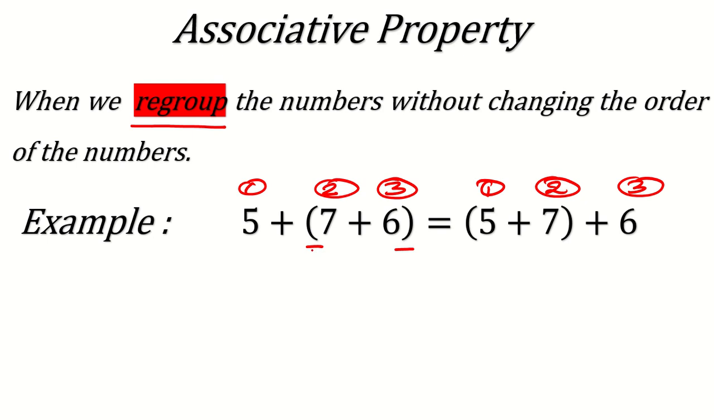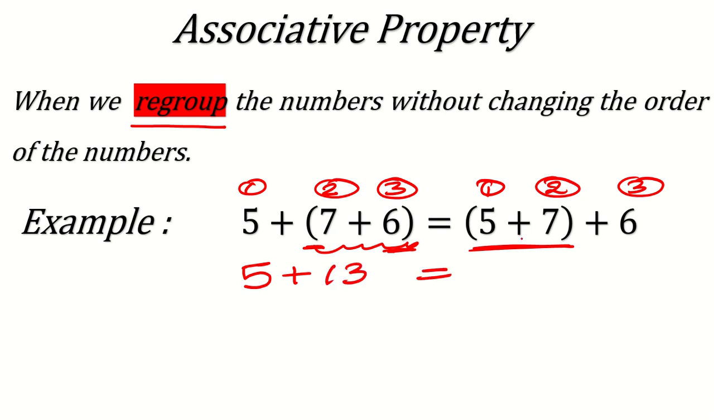First, on the left side, you see the bracket is for 7 and 6, the last two numbers, and on the right hand side, the bracket is for the first two numbers. Okay. Now, as I have told you, for the order of operations, let's find the value for both the sides. So it is 5 plus, since it is written in the bracket, it will be calculated first. So 7 plus 6, 13.